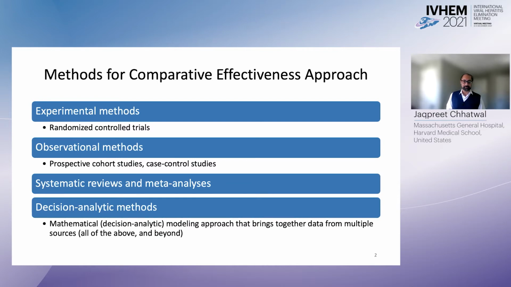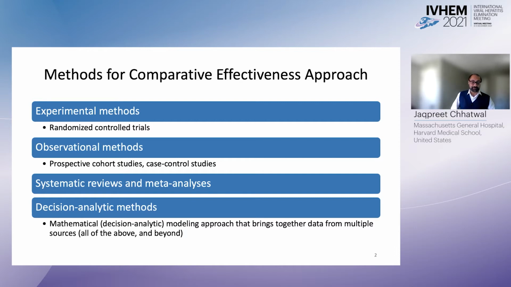As many of you know, experimental methods are by far the most commonly used and the gold standard for evidence synthesis, for example, the use of randomized controlled trials. Other methods include observational studies like prospective cohort studies or case control studies that are used to inform specific questions. Systematic reviews and meta-analyses, which synthesize information from the observational and experimental methods, can also be important approaches to fill some evidence gaps. And finally, decision analytic methods, which essentially are mathematical models that bring together data from multiple approaches to span all of the above to inform specific questions of interest.